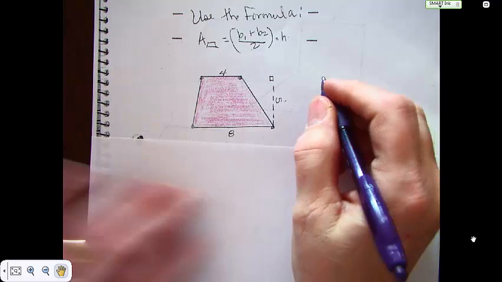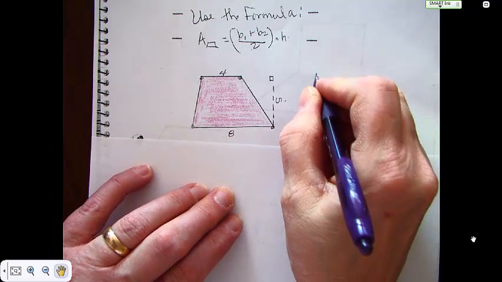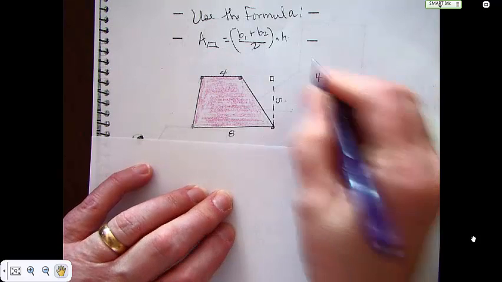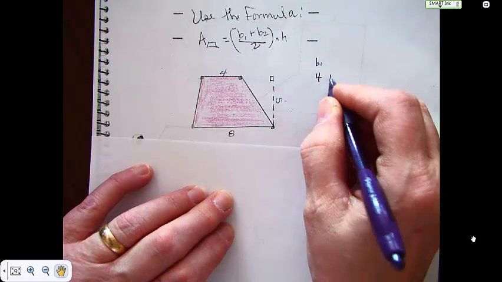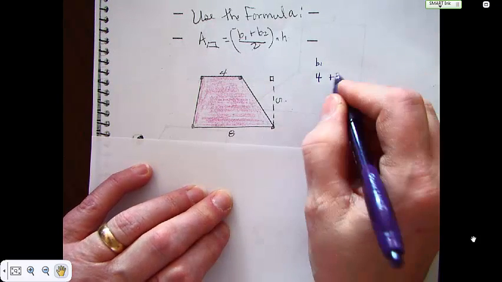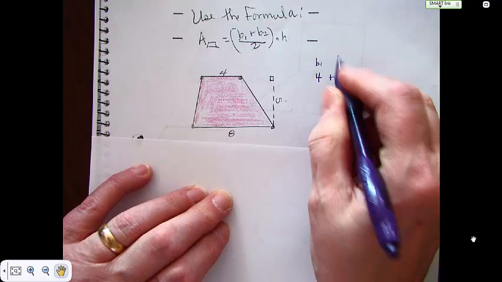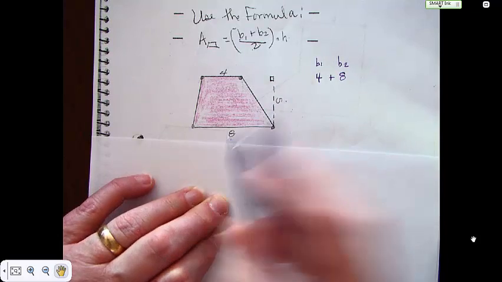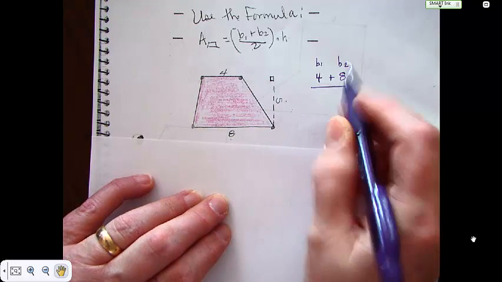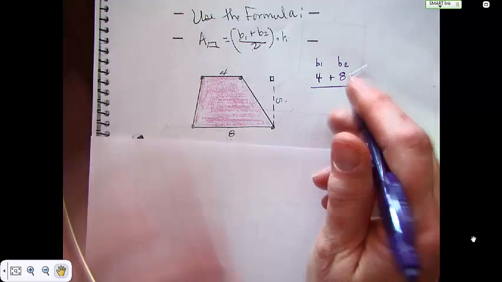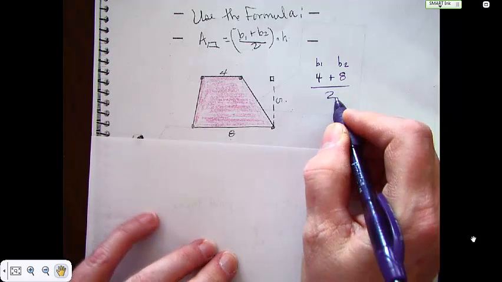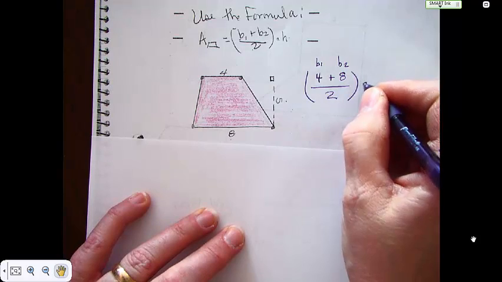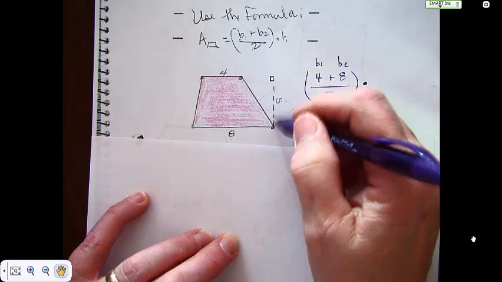So let's do that. We have 4, we'll call that base 1, plus 8, we'll call that base 2. So the top we call base 1, the bottom we call base 2. Then remember, we're taking the average of them, and there's 2 of them, so we're going to divide that by 2. And then we need to multiply it times the height.